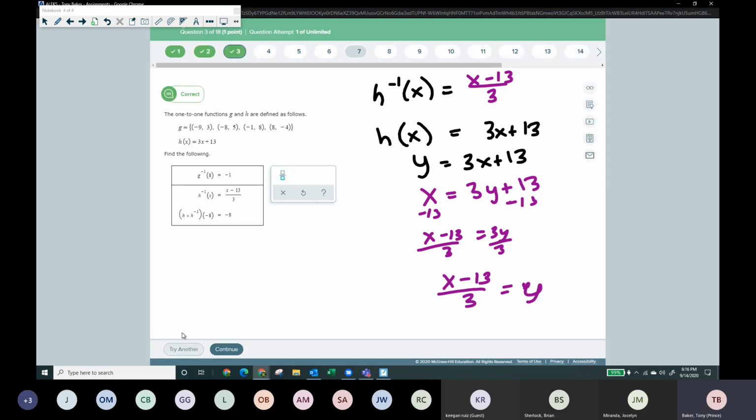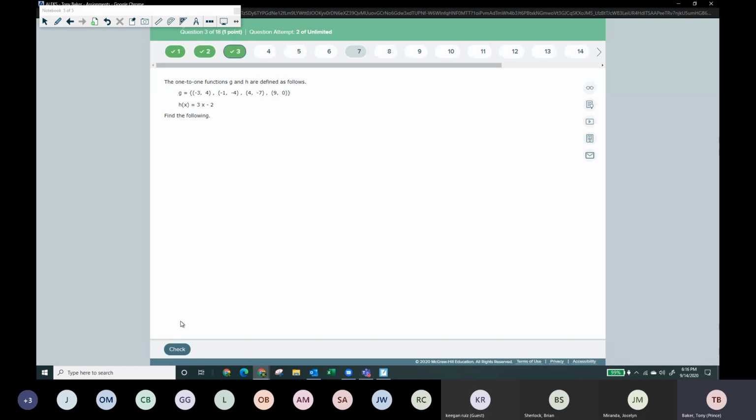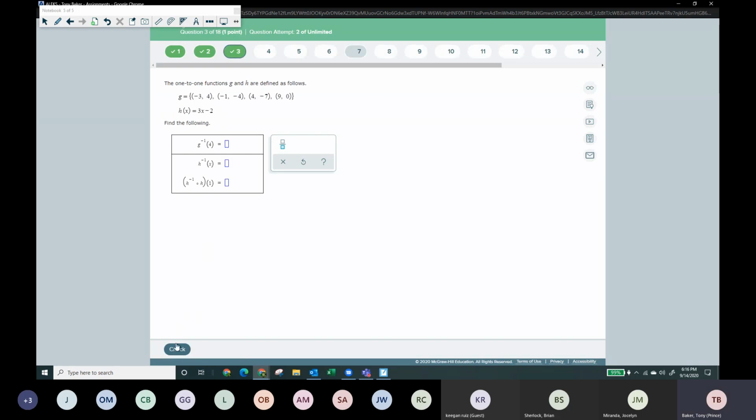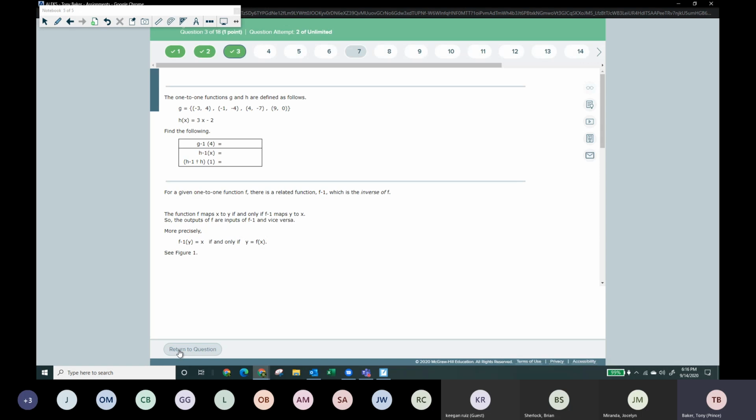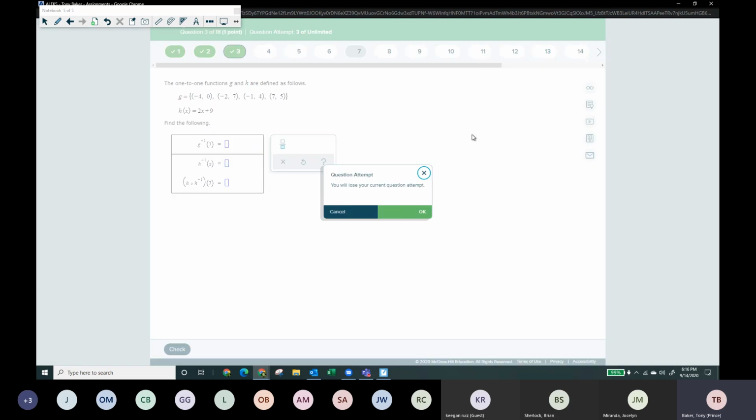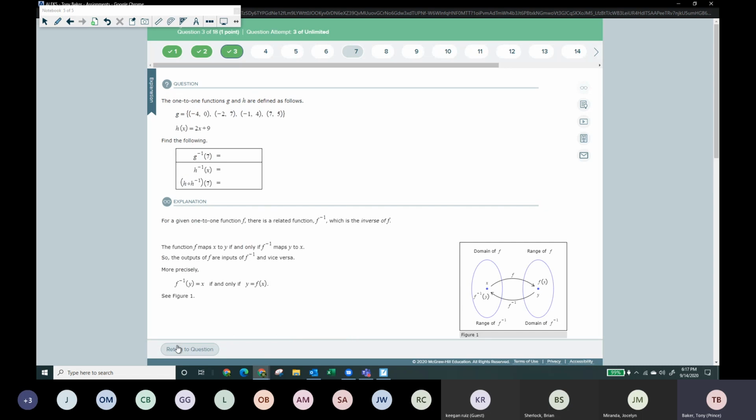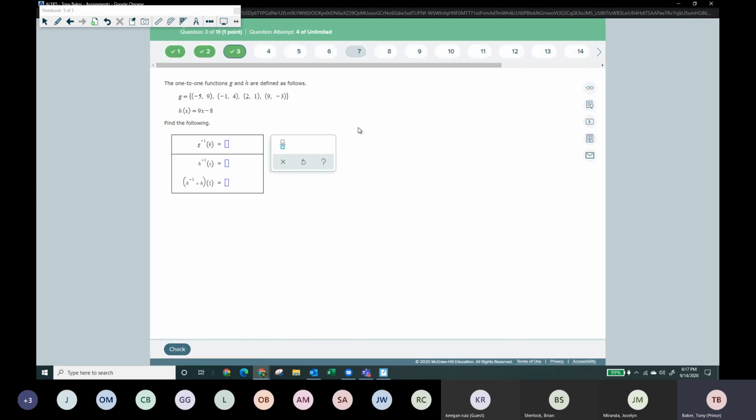I'm going to do one more of these. Just want to make sure you guys get the concept of the switching and stuff. Just trying to see if they'll give me one that doesn't have a straightforward linear equation. Nope, and they're all going to be the same. Okay.